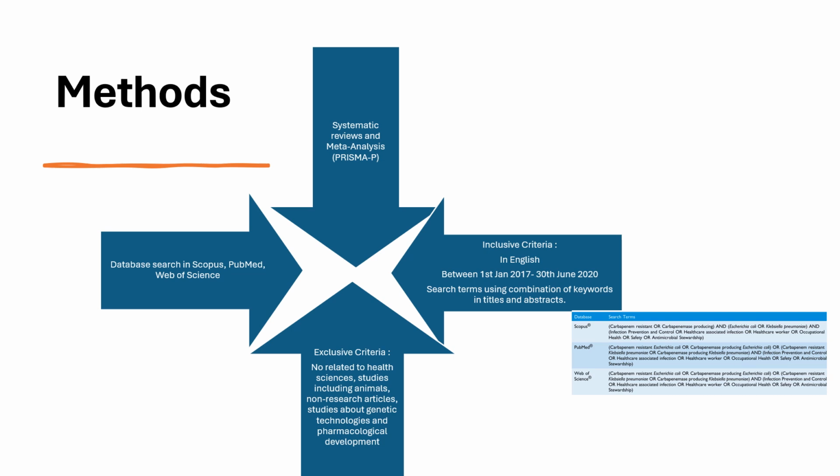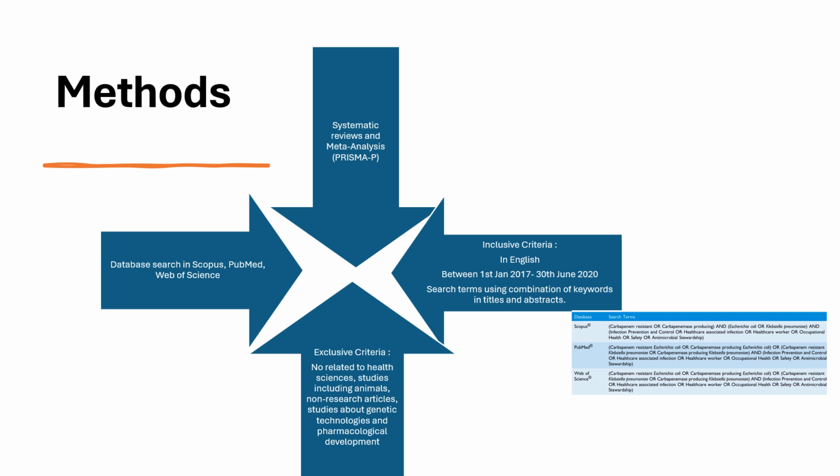The method of study is a systematic review. The literature search follows the protocol from the systematic review and meta-analysis guideline. Data search was conducted in July 2020 from the databases Scopus, PubMed, and Web of Science. Inclusion criteria for the literature search are that a study must be published in English and between 1st January 2017 and 30th June 2020. Search terms use a combination of keywords in titles and abstracts.